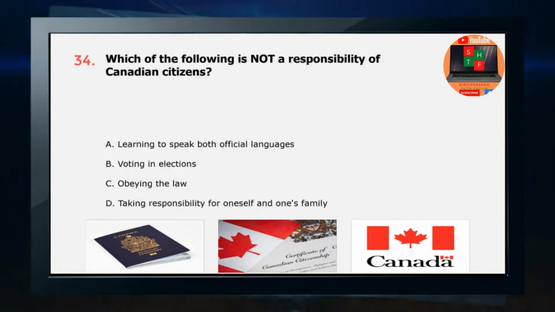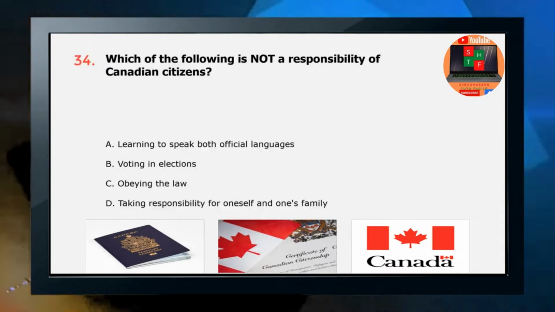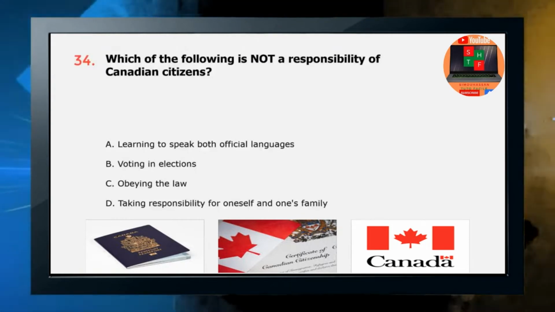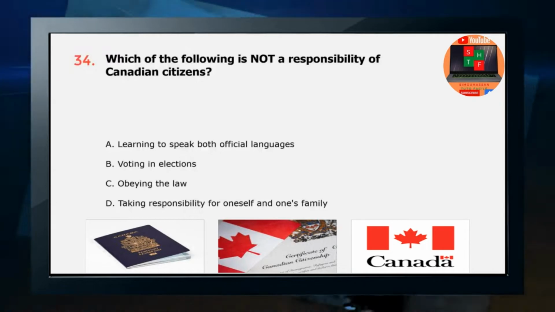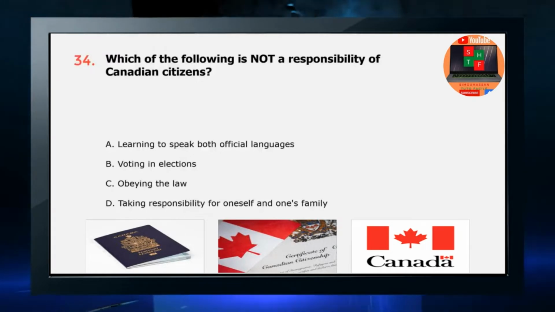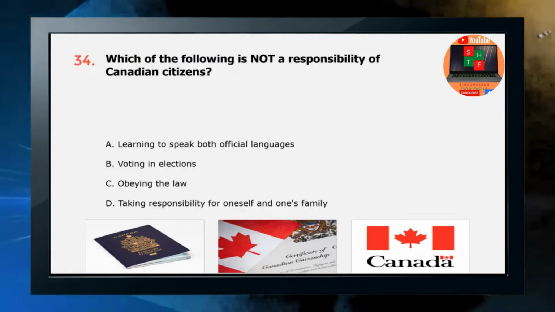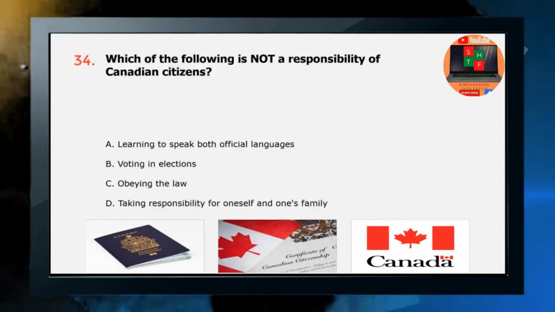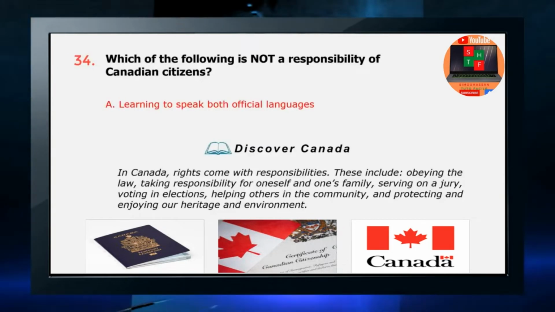Question 34. Which of the following is not a responsibility of Canadian citizens? A. Learning to speak both official languages. B. Voting in elections. C. Obeying the law. D. Taking responsibility for oneself and one's family. The answer is A. Learning to speak both official languages.